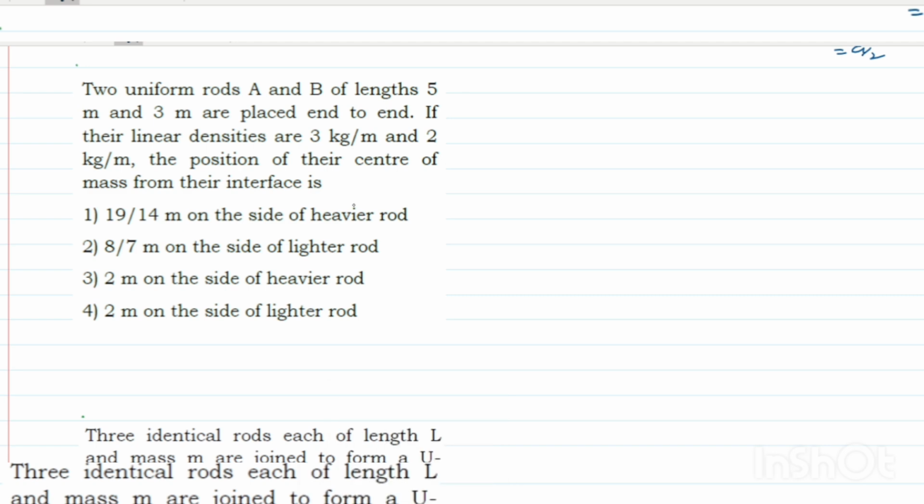So first let us calculate. Two uniform rods are given, students. The linear mass density, we can take as ρ1, which is equal to its mass per unit length, m1 by L1.